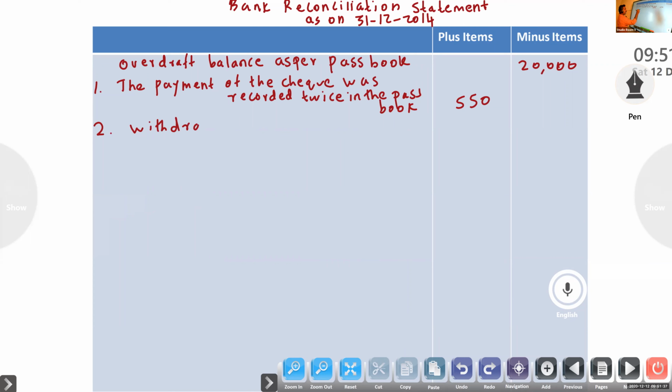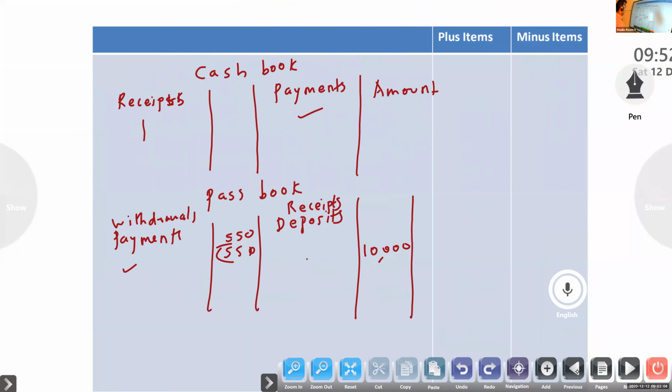Next, withdrawal column of the passbook undercast. So what is this point? Withdrawal column of the passbook undercast means less amount only. So the correct withdrawal column is more.